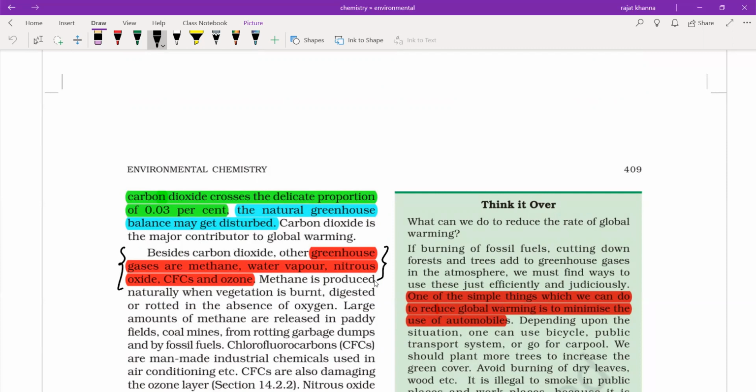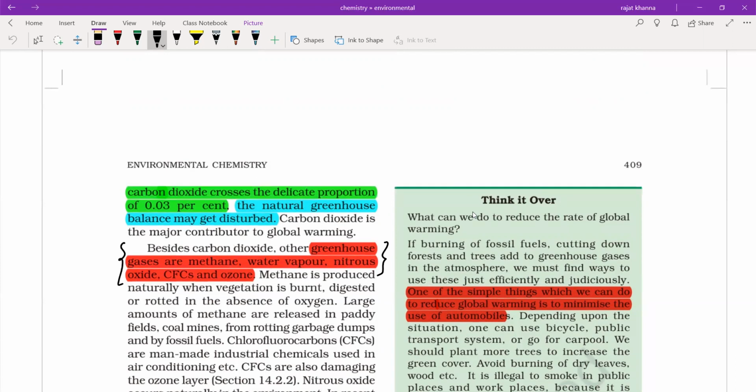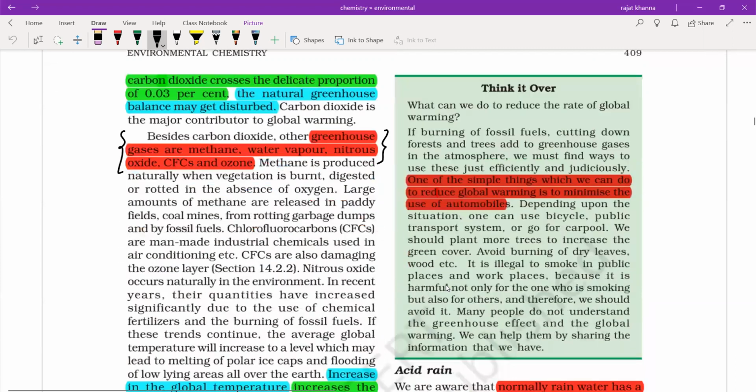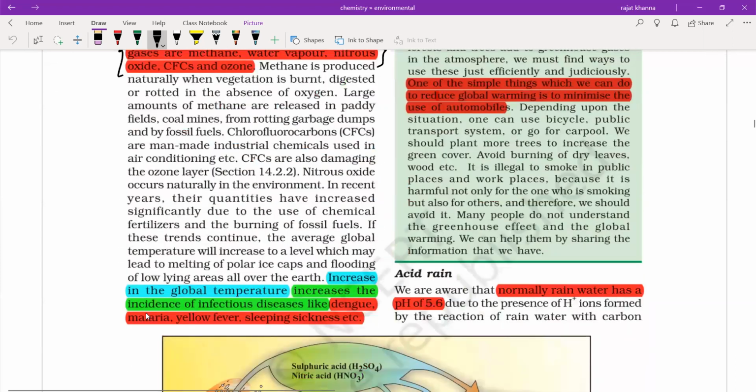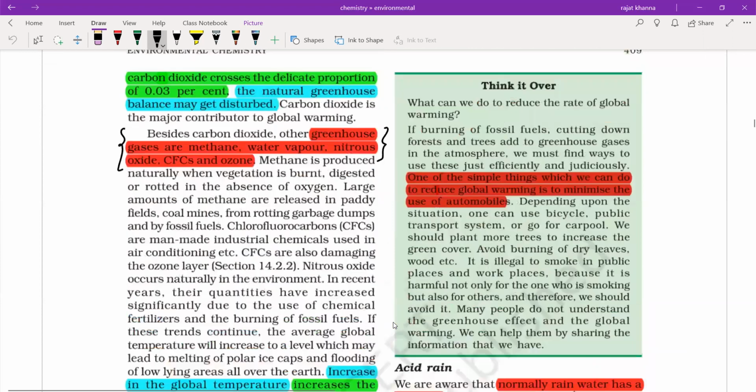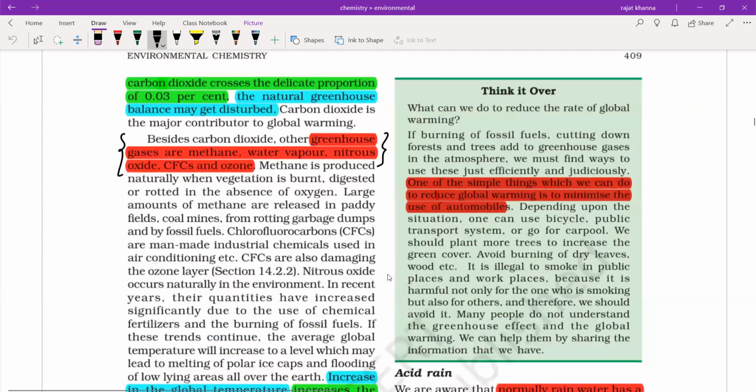This is a major question asked many a times. And next, an increase in global temperature increases the incidence of infectious diseases like dengue, malaria, yellow fever, and sleeping sickness. Now, one of the simple things which we can do to reduce global warming is to minimize the use of automobiles.